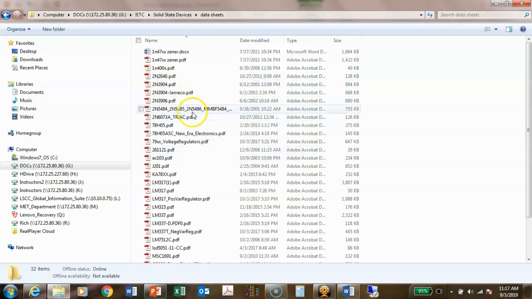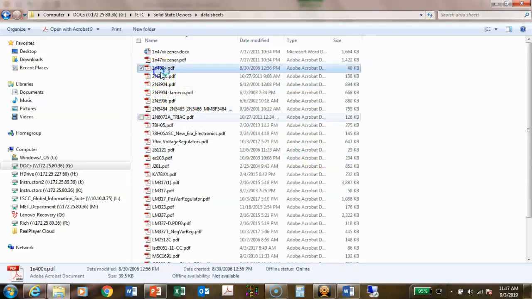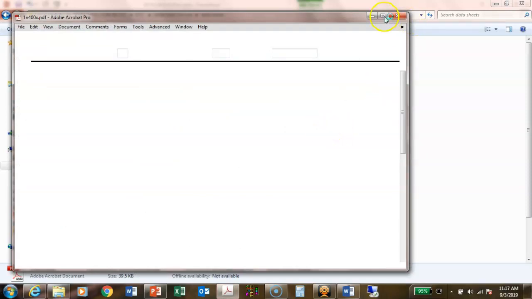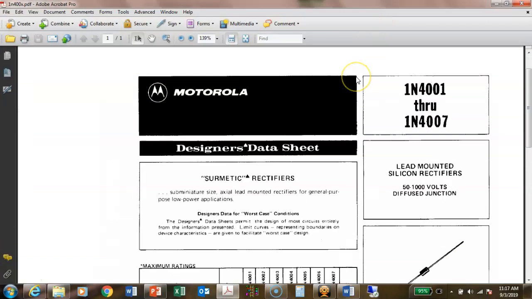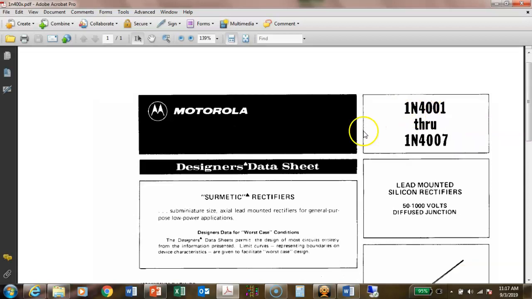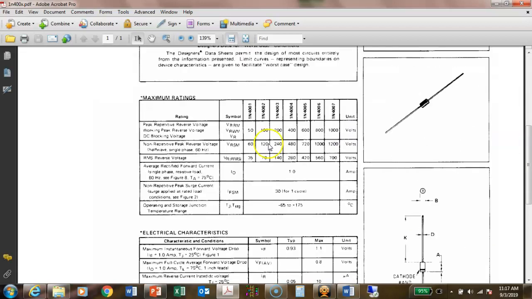So I think I'm using a 4000 series. This should be up on Blackboard. This covers the 4000 series, so it covers all the diodes between a 4001 and a 4007. And this peak reverse working voltage, this is the guy we're interested in.